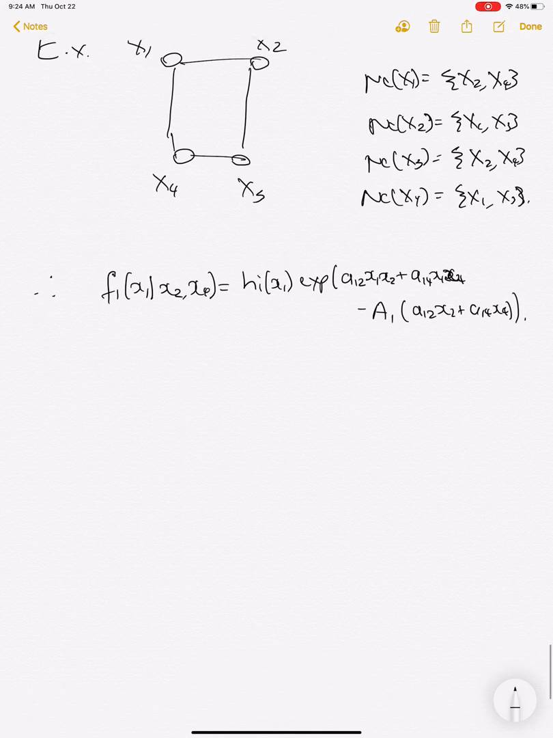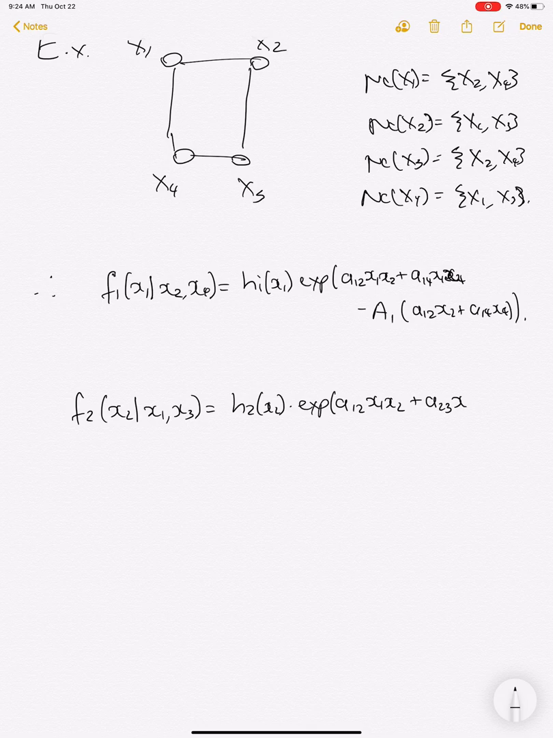And similarly, f2 of x2 given x1, x3 equals h2 of x2 times exponential of a12 x1 x2. Note that a12 and a21 are the same. That's why I'm referring to them as the same parameter here. Plus a23 x2 x3. And then minus A2 of a12 x1 plus a23 x3.